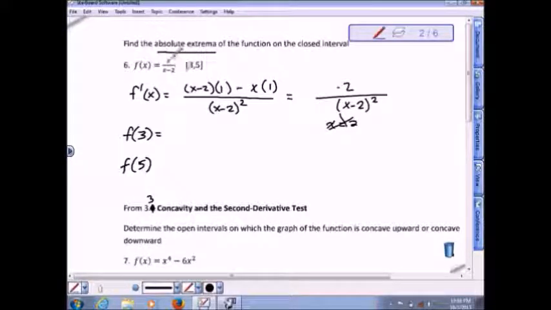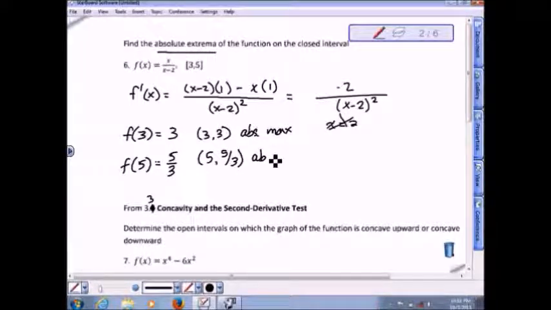If a 3 is plugged into the original function, 3 over 3 minus 2 is 3. Plug in a 5, 5 over 5 minus 2 is 5/3. This one has the highest value. So 3 comma 3 is the absolute maximum in my closed interval. And the point 5 comma 5/3 is the absolute minimum value.